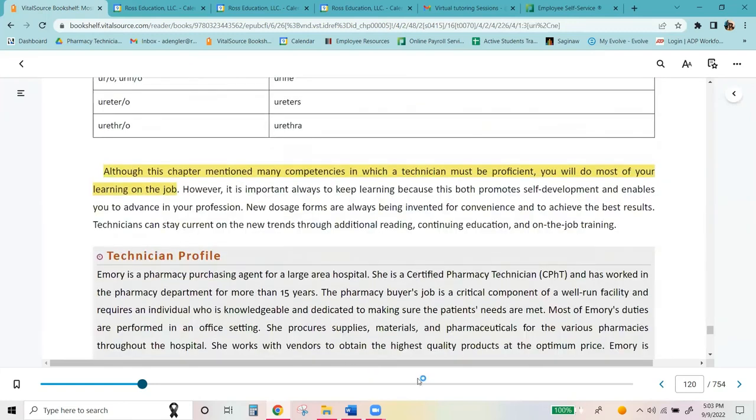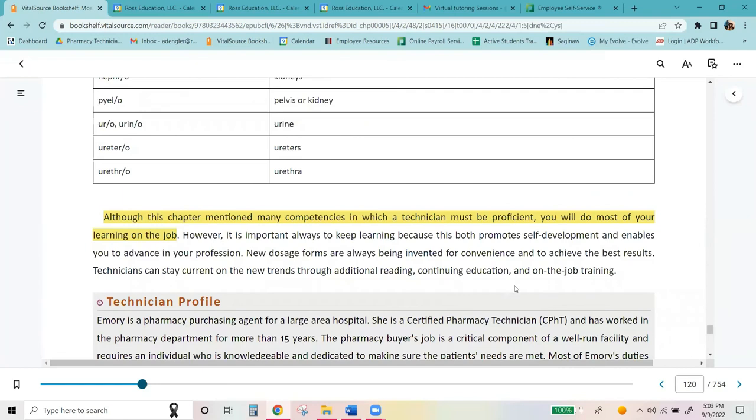Although this chapter mentioned many competencies in which a technician must be proficient, you will do most of your learning on the job. It is important to always keep learning because this both promotes self-development and enables you to advance in your profession. New dosage forms are always being invented for convenience and to achieve the best results, and technicians can stay current on the new trends through additional reading, continuing education, and on-the-job training.